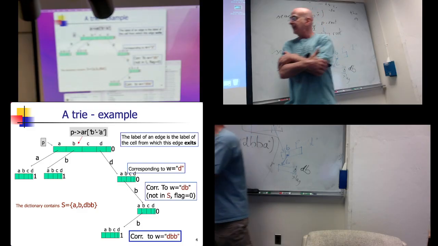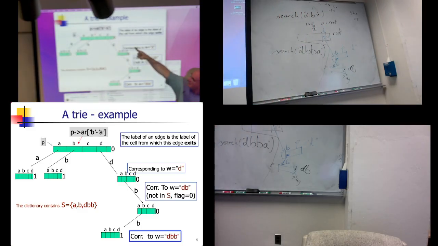What do I do when I delete a node? If I want to delete DBB, I first find it. I cannot delete it unless I find it. I'll find it. It has a flag of 1 if it's in the dictionary. I'll replace the 1 by 0. And now I realize that, hey, do I really need this node? Its flag is 0. All its children are null. It doesn't have any children. It's a leaf. So I don't need this guy.